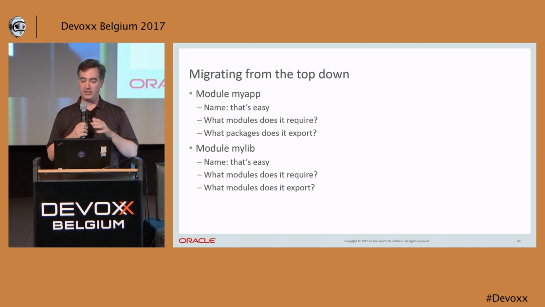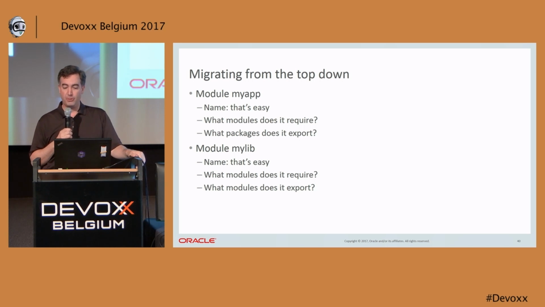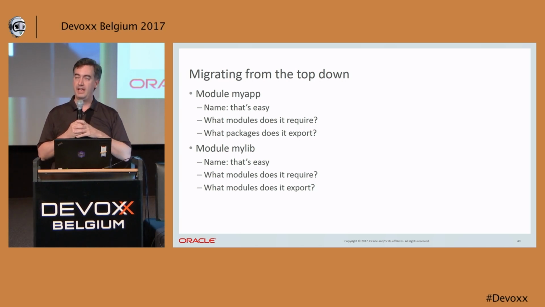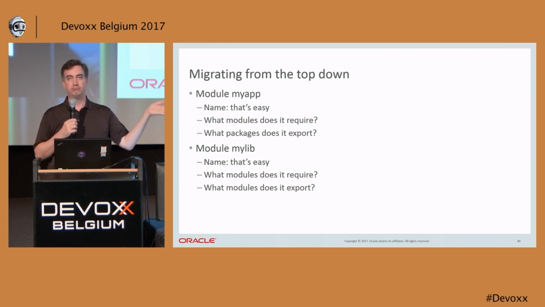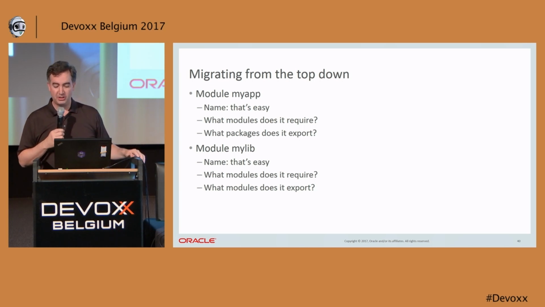If we're going to turn each application jar into a modular jar, we'll need to write a module declaration in module-info.java. Recall that a module declaration gives a name, a list of required modules, and a list of exported packages. The names are easy, myapp and mylib.